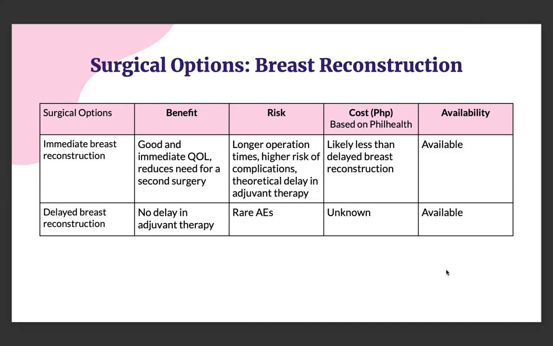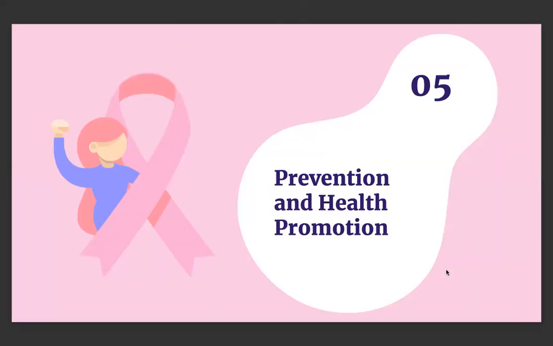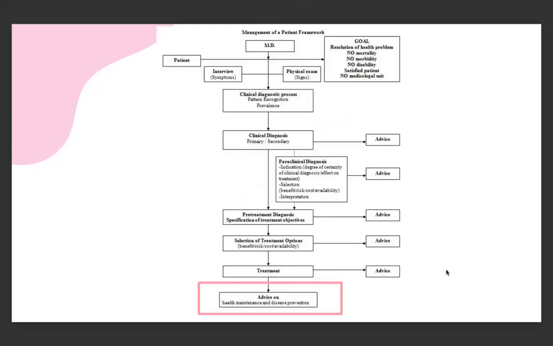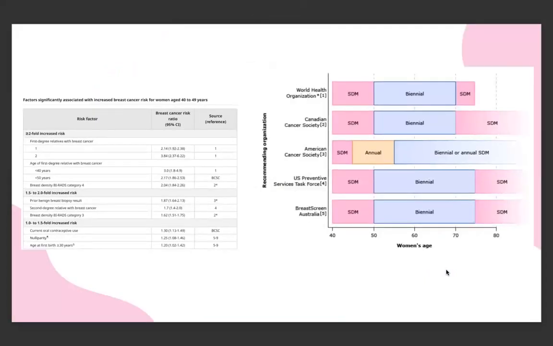So next, moving forward, now we'll discuss prevention and health promotion. You have to give advice on health maintenance and disease prevention. The most important thing to consider with educating the patient and the patient's family is to discuss with them the possible risks of acquiring breast cancer, given that they have a first degree or a second degree relative with breast cancer.